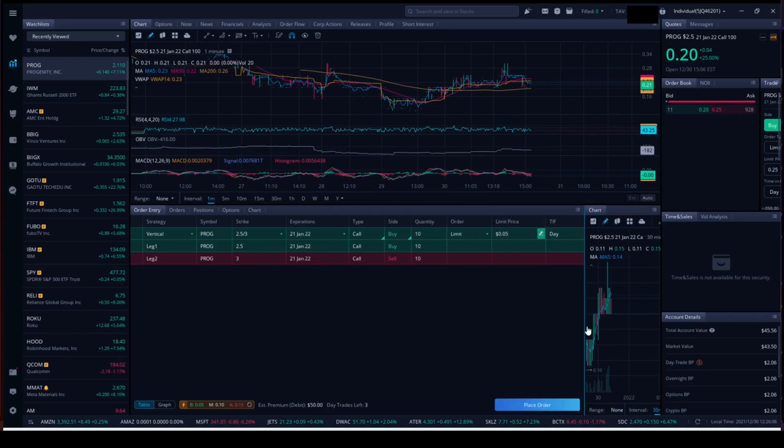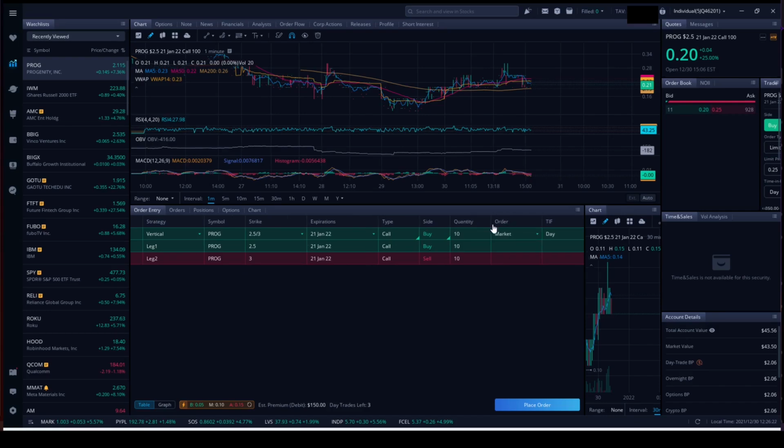But if we were to take this spread, then we would be buying this call and selling this call at the same exact time for their market price. So if we were to do a market order, the actual debit would be $150 based on just the current market price. And then you would call this a 2.50/3 vertical call spread.